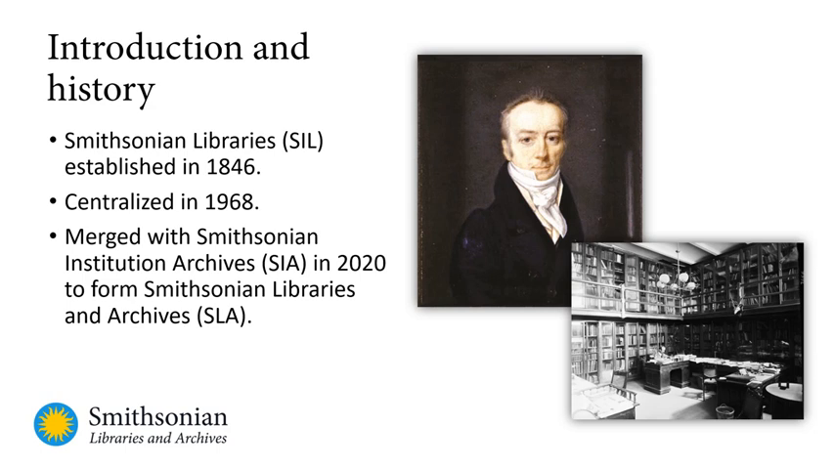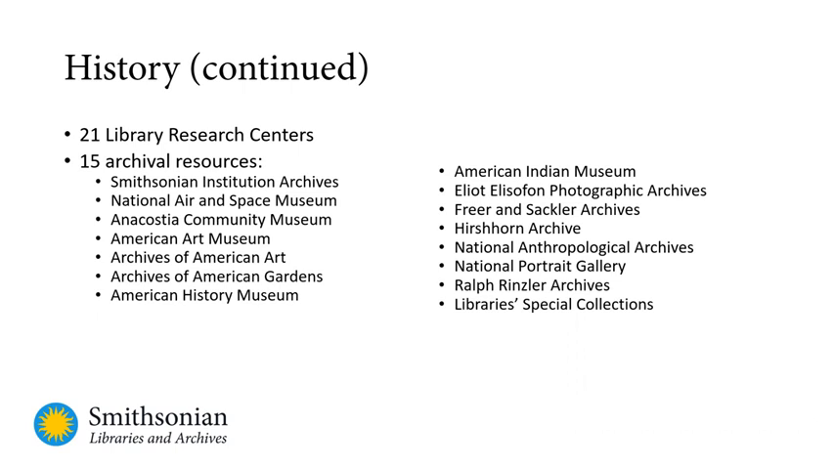In 2020, the Smithsonian Libraries merged with the Smithsonian Institution Archives, forming the Smithsonian Libraries and Archives, just in time for the pandemic. Currently, there are 21 branches or library research centers. With the upcoming creation of 2 new museums, that number should grow to 23 library research centers over the next decade or so. There are also 15 archival resources. Among those is the Smithsonian Institution Archives, which again is now part of the SLA.